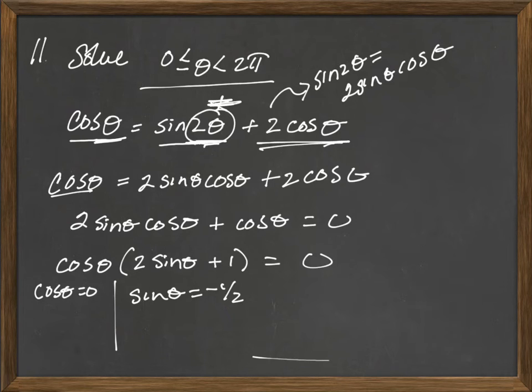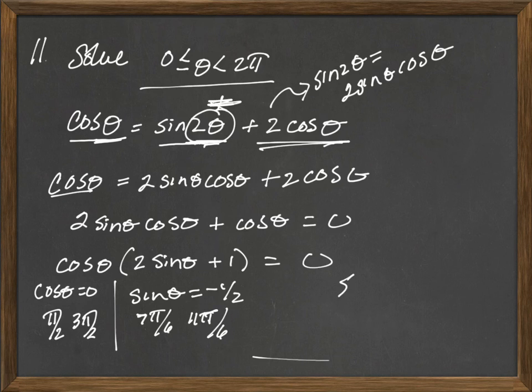Well, cosine theta equals 0 at pi over 2 and 3 pi over 2. And sine theta is negative 1/2 at, okay, let's see, it would be the pi over 6's, so that would be 5 pi over 6. No, it's not negative in that quadrant. It's negative in quadrant 3 and 4. So that would be 7 pi over 6 and 11 pi over 6.